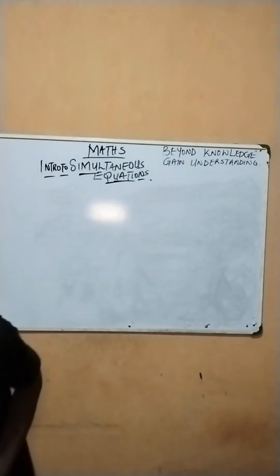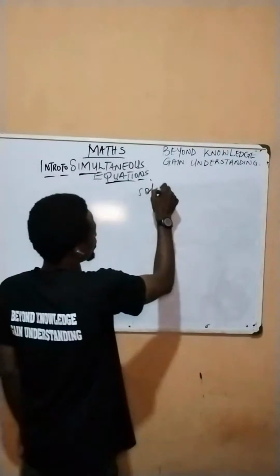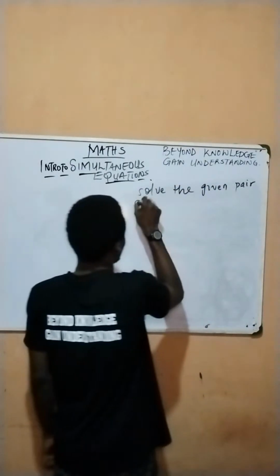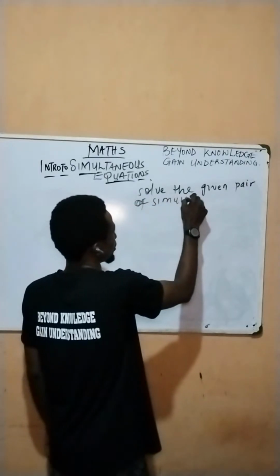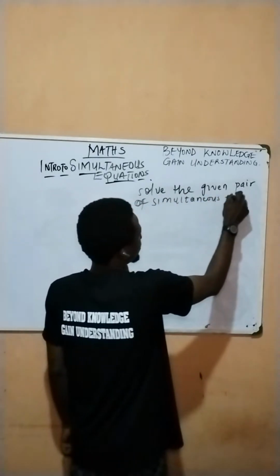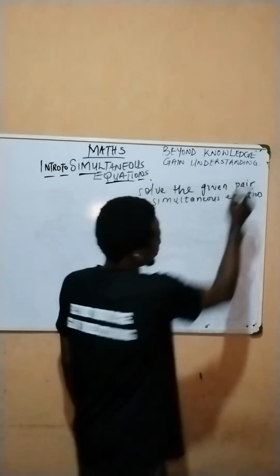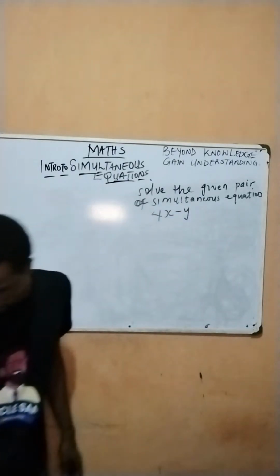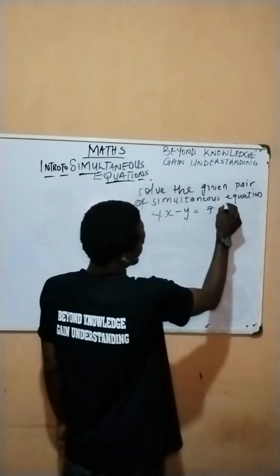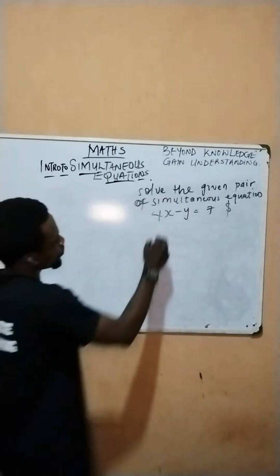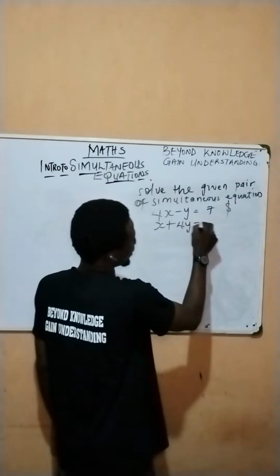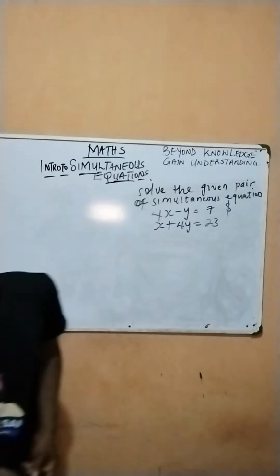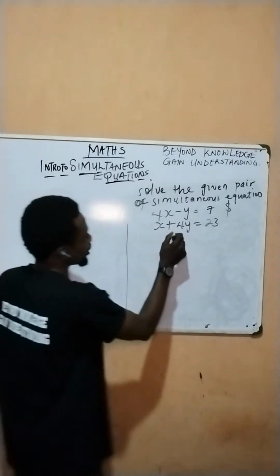So let's solve this. Solve the given pair of simultaneous equations. The pair is 4x minus y equals 7 and x plus 4y equals 23. So let's go on and solve these simultaneously.